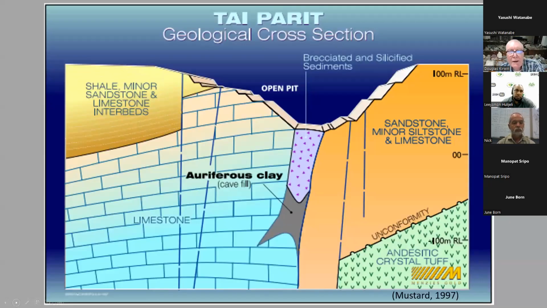And that's shown here in this cross section, where we have the contact of the shales and the limestones, and the brecciated and silicified sediments, which were essentially intrakarstic, and then that led down into the primary mineralization at the limestone contact.